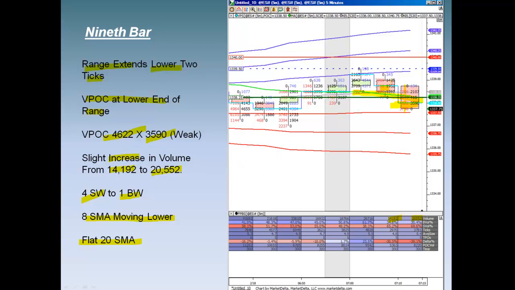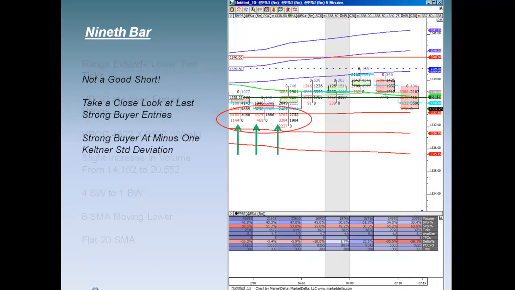Now, I have some bearish signals here. The range is extending to the low side. The volume POC is at the low end of the range. There are a number of things here that might persuade me to take a short. However, I would only do that if I'm short-sighted and I've already forgotten what I have referred to as the LL rule. What was the LL rule again that we talked about in this lesson? Look to the left. Let's see what we find when we look to the left.